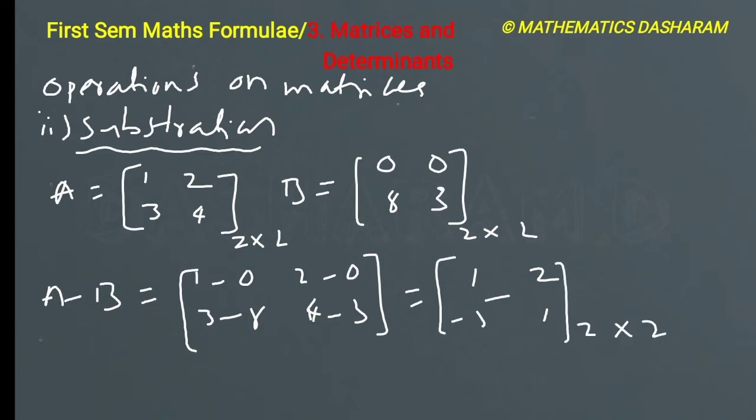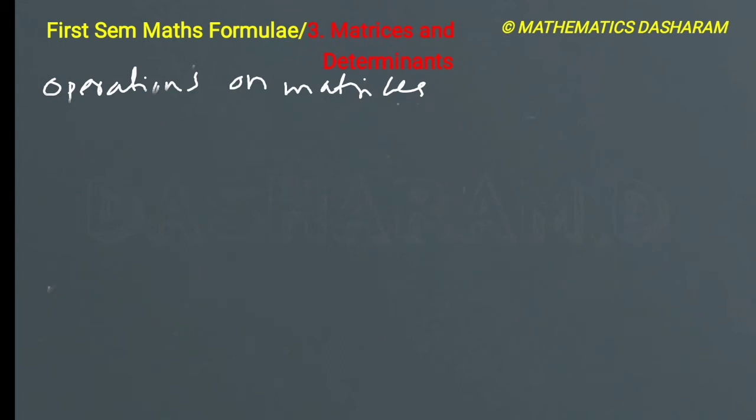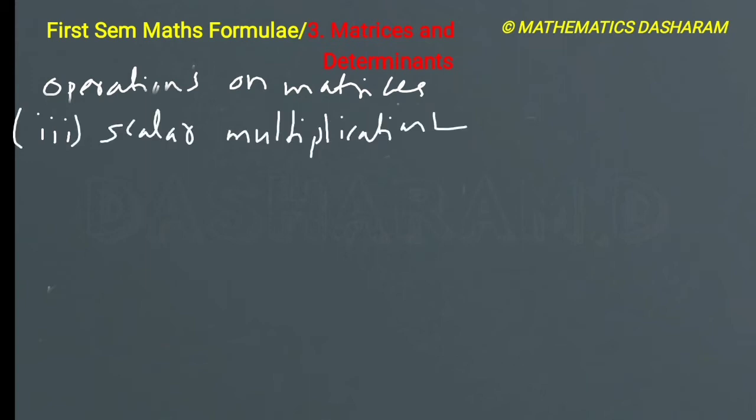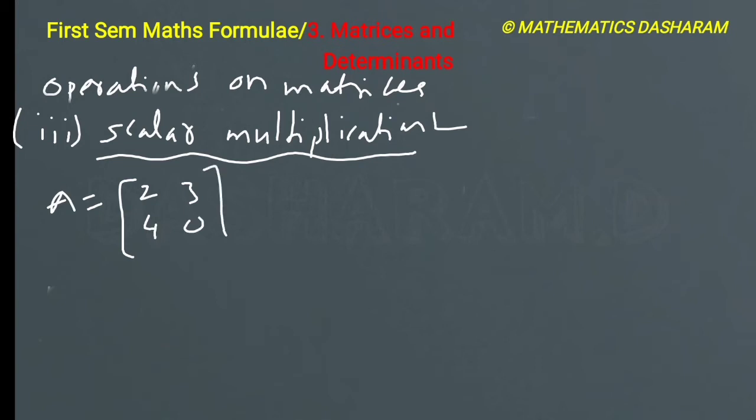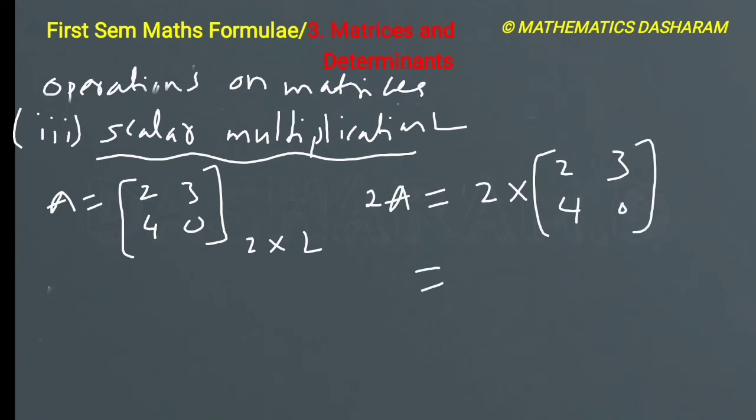Next, the third operation is multiplication. But before that, scalar multiplication is important. Scalar multiplication means, for example, A is a matrix of any order. Here 2, 3, 4, 0. Its order is 2 by 2. Then 2 into A, that means 2 into matrix A: multiply 2 with every element. 2 2s are 4, 2 3s are 6, 2 4s are 8, 2 into 0 is 0. When a matrix is multiplied with a real number, it is called scalar multiplication.